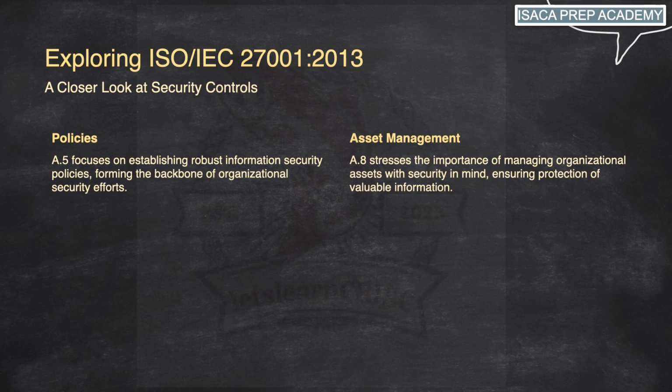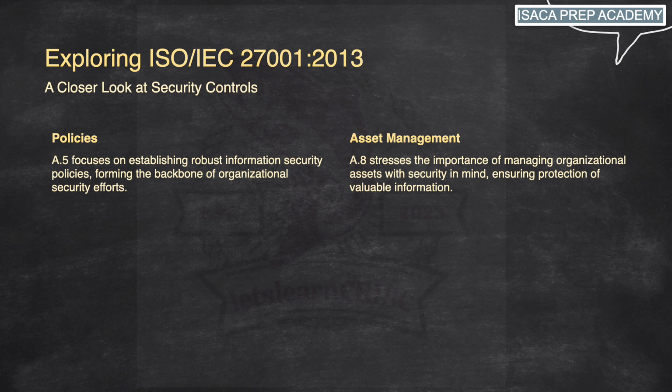Clear ownership or responsibility of each asset is established to ensure accountability and effective management. Friends, furthermore, security controls and measures are implemented to safeguard assets from unauthorized access, disclosure, alteration, or destruction. And this includes physical security measures, encryption, access control, and regular backups.